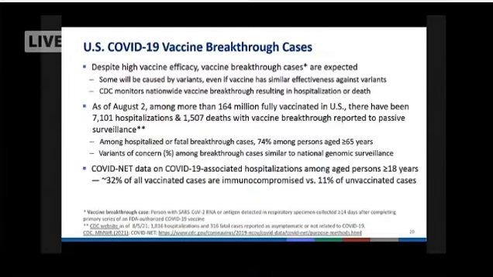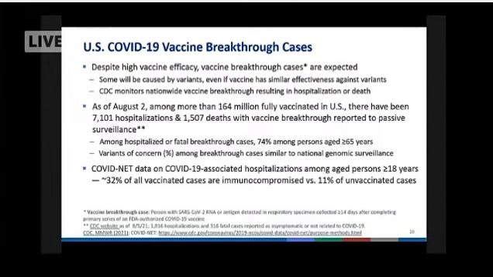Despite high efficacy, vaccine breakthrough cases are still expected to occur, including those caused by circulating variants. CDC conducts nationwide monitoring of vaccine breakthrough cases resulting in hospitalization or death. As of August 2nd, among more than 164 million fully vaccinated in the U.S., there have been 7,101 hospitalizations and 1,507 deaths with vaccine breakthrough reported to passive surveillance. Among hospitalized or fatal breakthrough cases, 75% were 65 years or older.